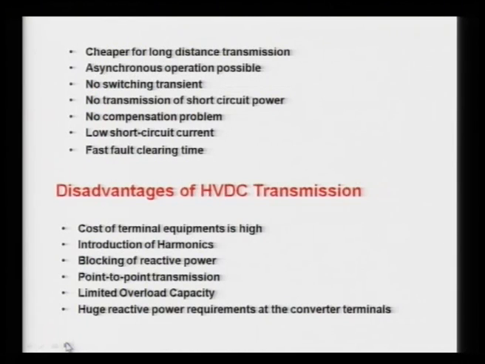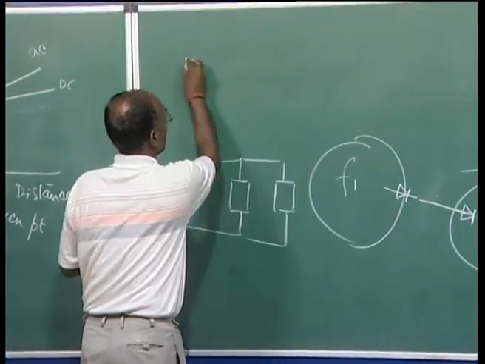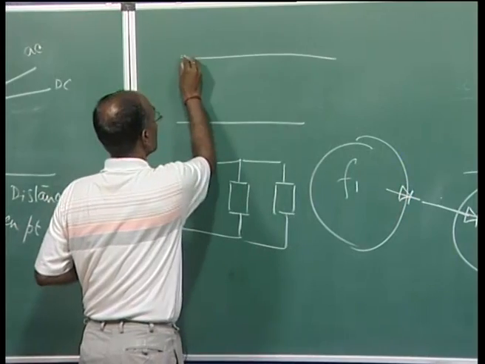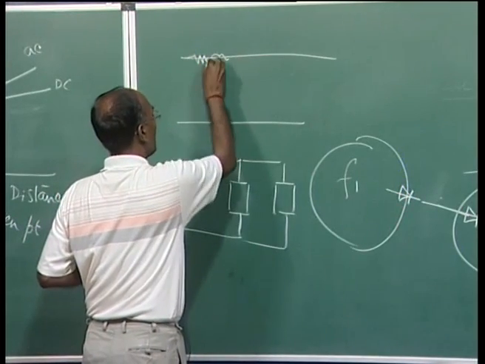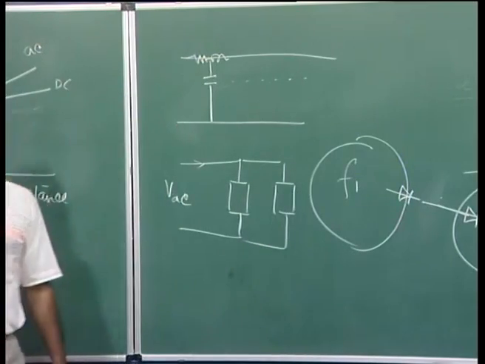Another advantage is that there is no compensation problem. By compensation, I mean that if you have a long transmission line, this transmission line will have distributed parameters, the resistance and inductance, and we can say the capacitance, and it is distributed throughout the line.